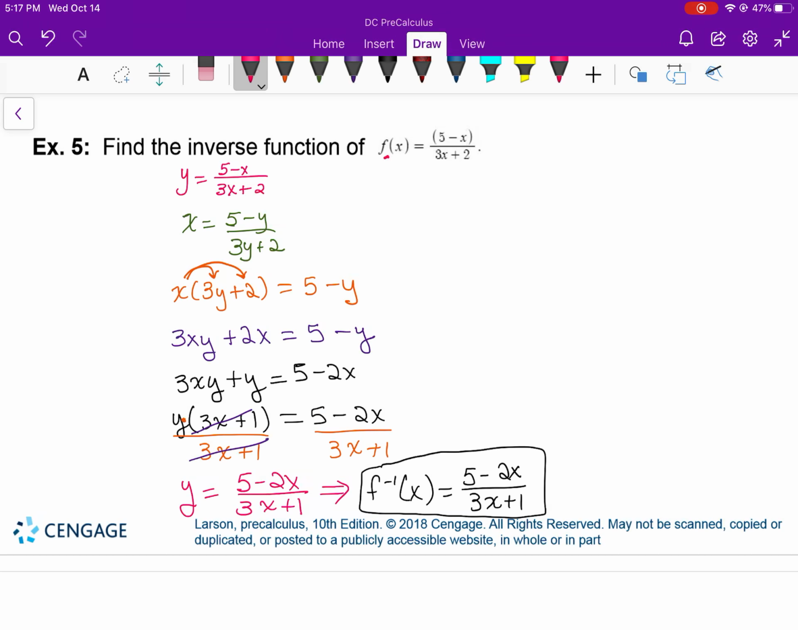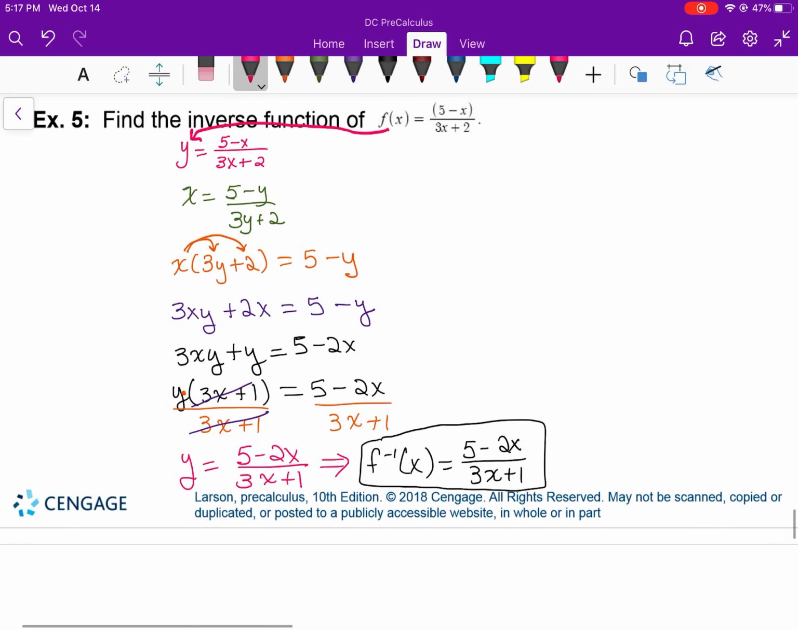So we practiced switching f of x to y, swapping x and y around, and then solving for y. So to get from this step to this step, I multiplied both sides of the equation by 3y plus 2. Then I distributed, and then on the black step, this one right here, I took anything that had y and I put it on the left. So this term came over here. And because 2x did not have y with it, I moved it to the right. So I collected the terms together that have y.